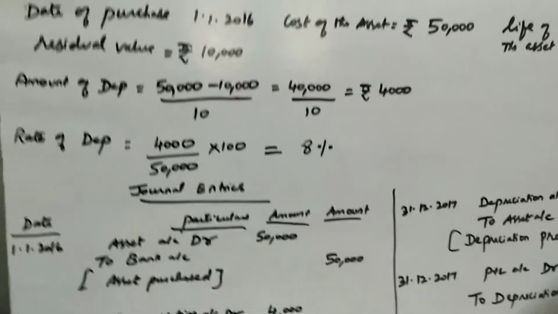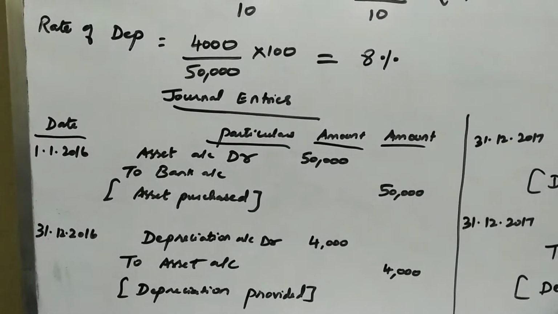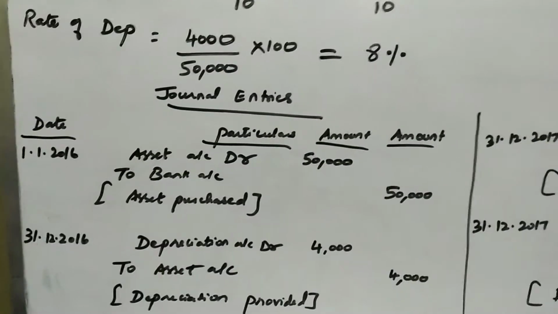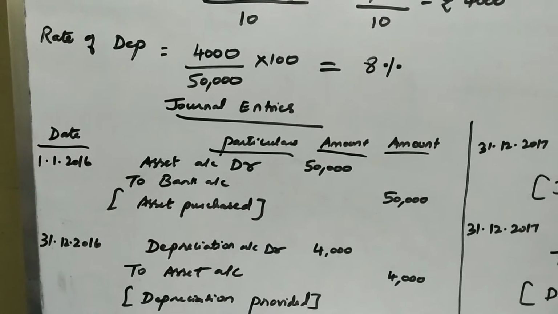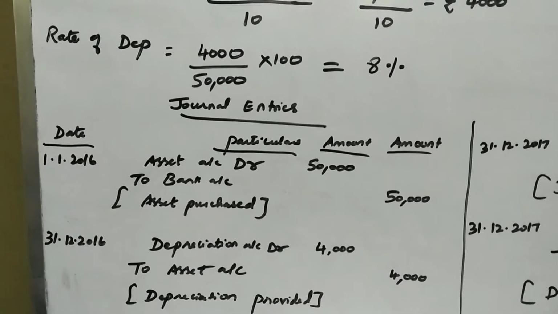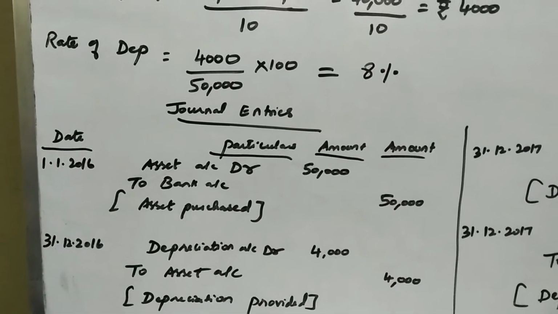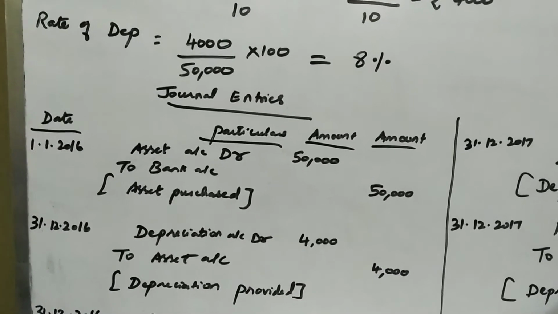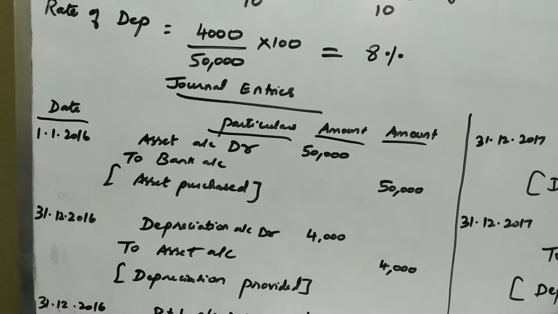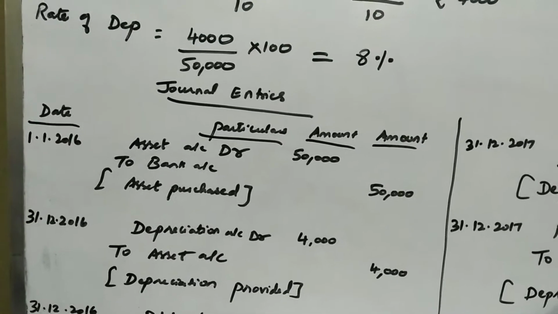Now they have asked us to give journal entries for the first 2 years. So you know the format: date, particulars, amount. So on 1/1/2016 the asset has been purchased. So what is the entry for it? Asset account debtor to bank account, 50,000. Asset purchased. Depreciation will be provided only at the end of the year.